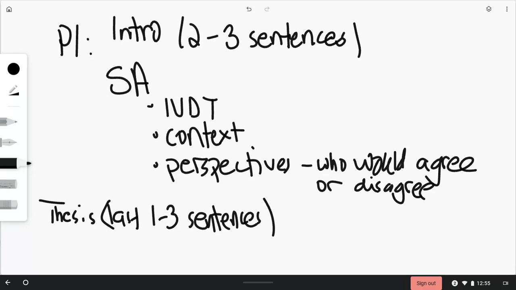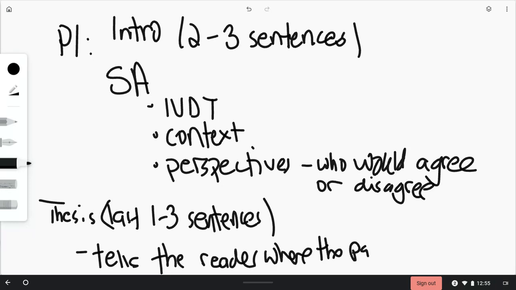Now, one thing I like to think of the thesis as, and I think if you look at your thesis this way, it'll help you: to me, the thesis is kind of like a map. It is going to tell the reader where the paper is going. So after reading a thesis, the reader has an idea of what to expect. I like to think of this as you go into Google Maps or something and you get directions. Then your thesis provides you the direction. But that is your first paragraph.